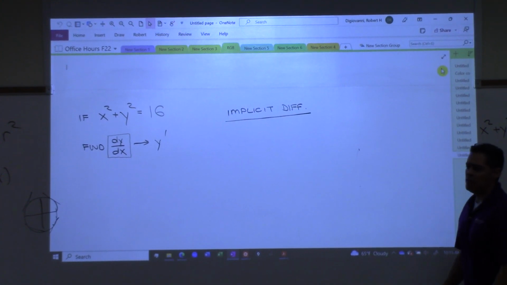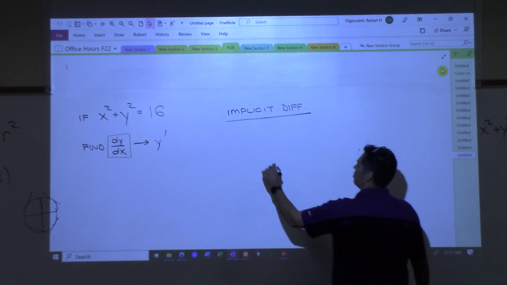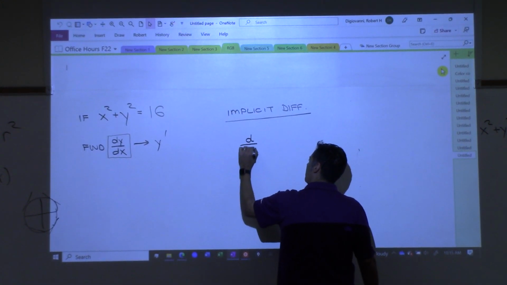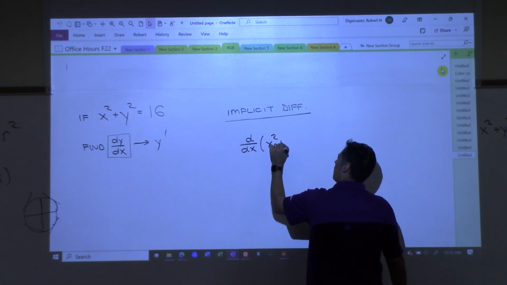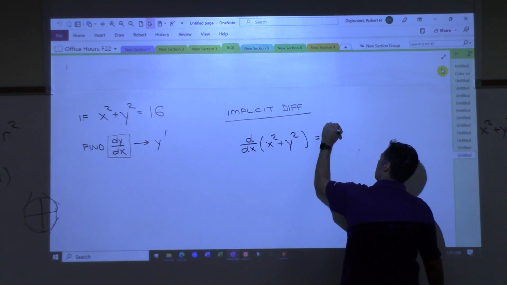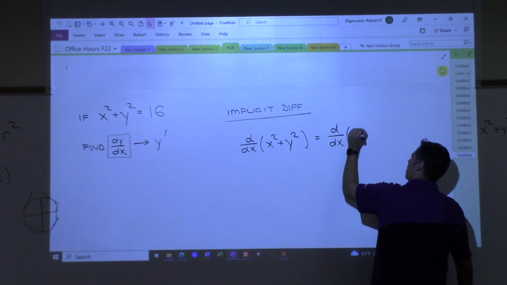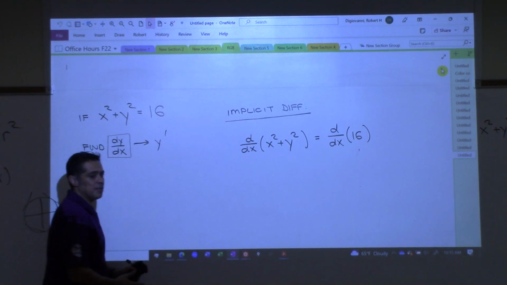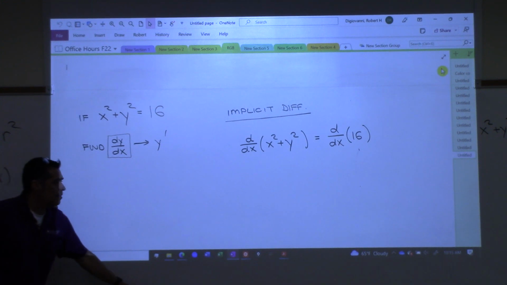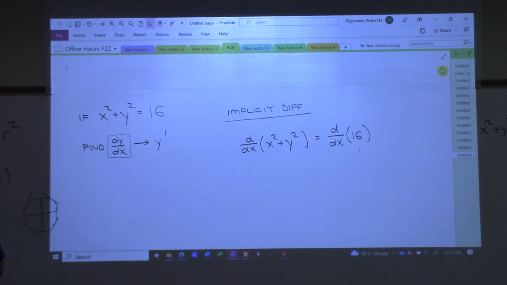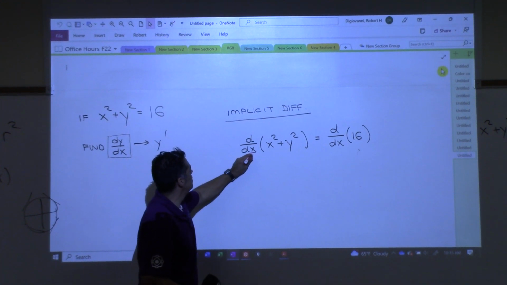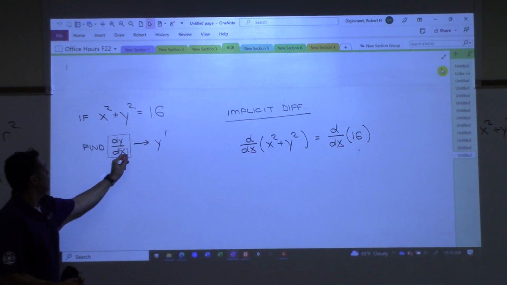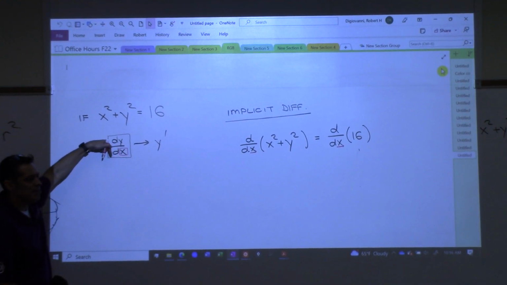So the way implicit differentiation works is this. You take the equation and you write it down. And what you're going to do is take the derivative of the left side of the equation with respect to x, and then take the derivative with respect to x of the right side of the equation. So I start with this equation, and I differentiate both sides with respect to x. Now, the reason I'm putting dx on the bottom of those is because in the original problem, I was asked to find dy/dx.